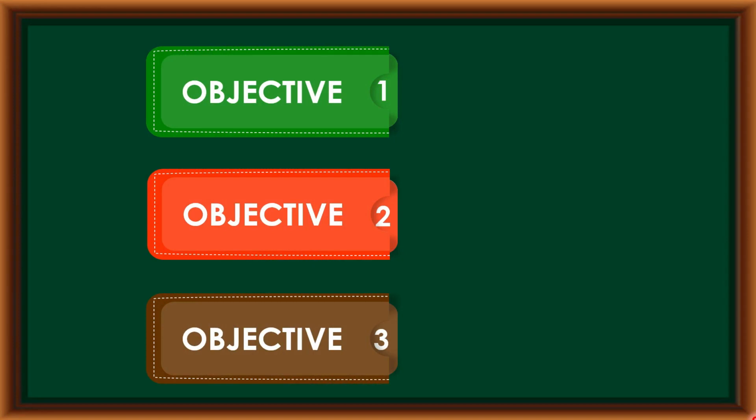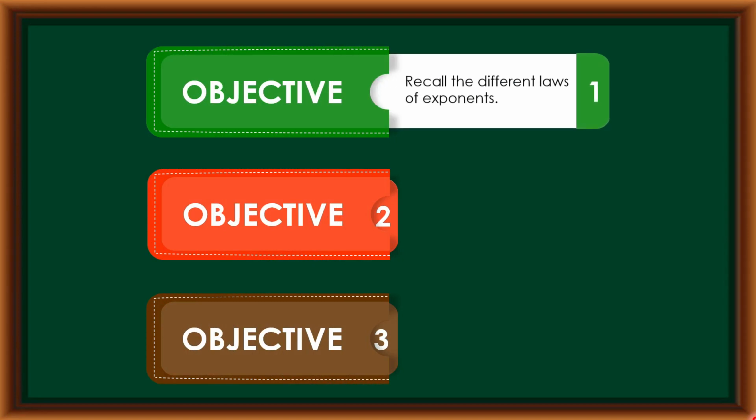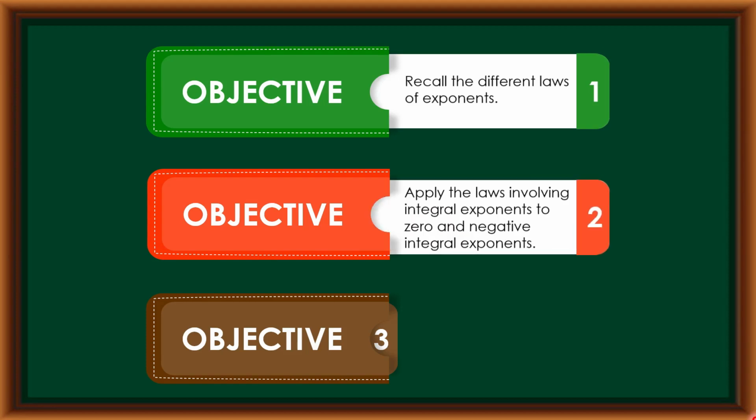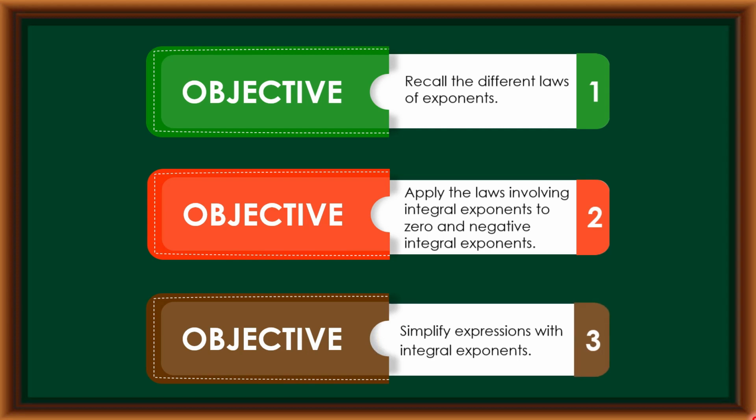For our objectives, we have first, recall the different laws of exponents. Second, apply the laws involving integral exponents to zero and negative integral exponents. And third, we will simplify expressions with integral exponents.